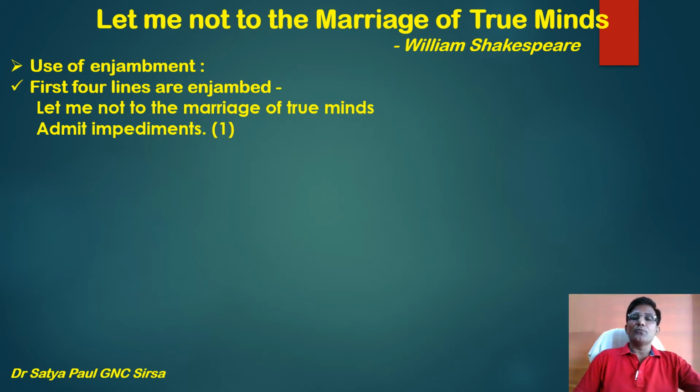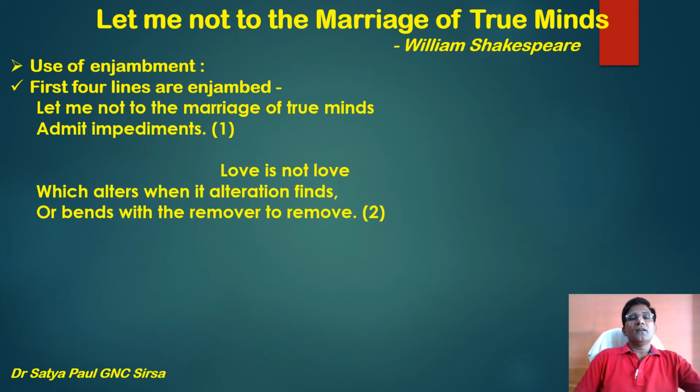If you look at Shakespeare's poem, most of the lines do not complete the idea in one line. "Let me not to the marriage of true minds admit impediments." One idea gets completed here. The two words "admit impediments" belong to the second line. So this is enjambment. "Love is not love": half of line number 2, which alters. If you read the sentence grammatically, where the meaning gets completed, you see that love is not love which alters when it alteration finds, or bends with the remover to remove.